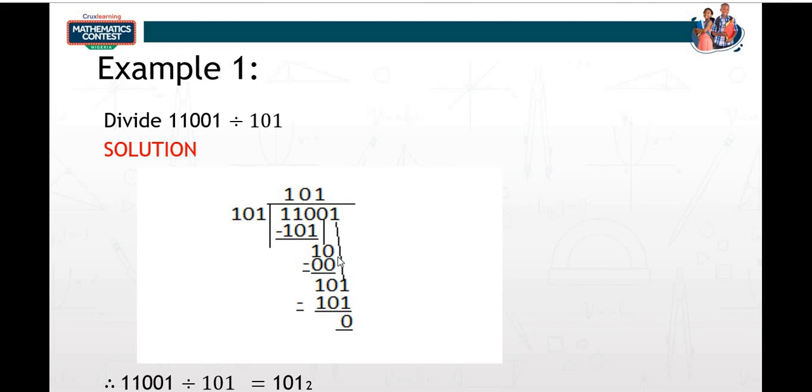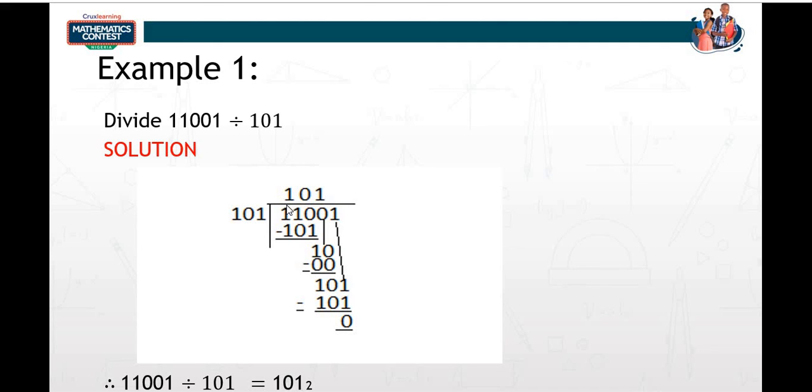Okay, this last one. So I'm subtracting. I have 101, 101. If I divide 101 by 101, that gives me 1. And if I multiply, I have 101, 101. Okay, and if I subtract, I have 0. So 11001 divided by 101 will give us 101 in base 2.